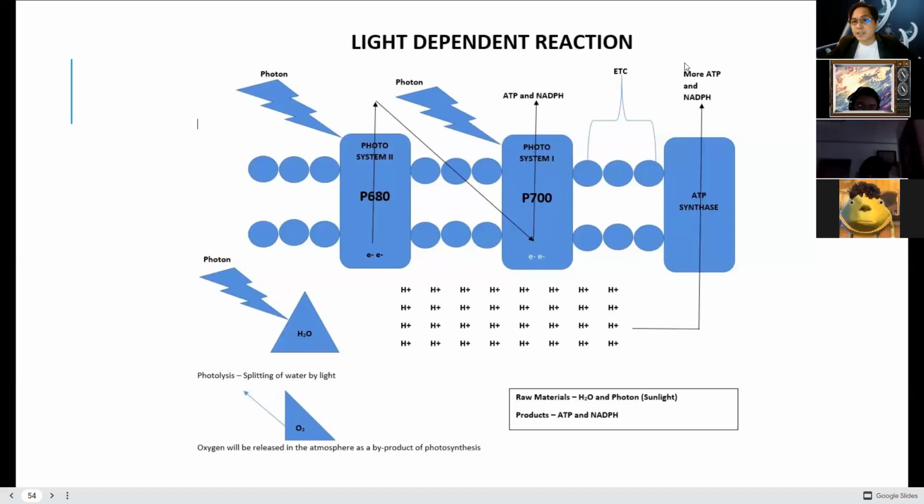How important is ATP? Well, that is the energy currency of the cell. We use ATP in our entire process, in our entire existence. We exist because of these ATPs. The raw materials for the light-dependent reaction are water and photon, your sunlight. And the products are ATP and NADPH. How many? It depends upon the plant.